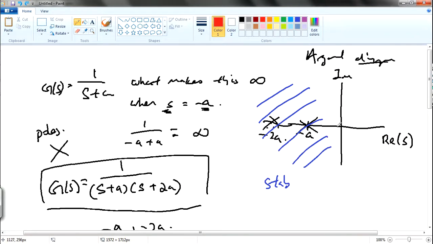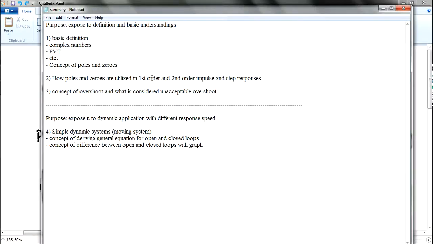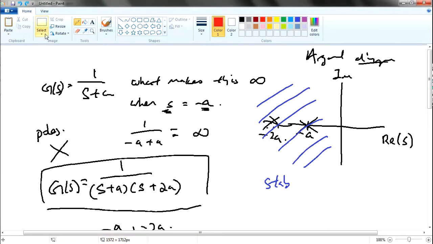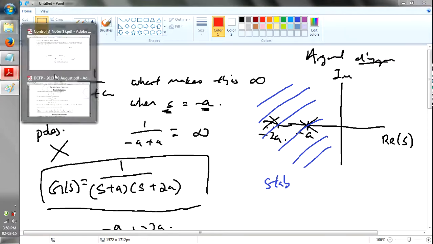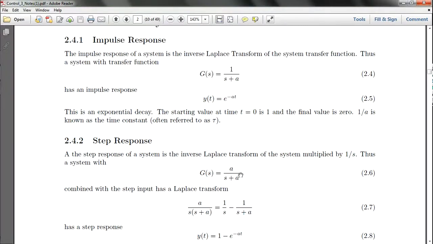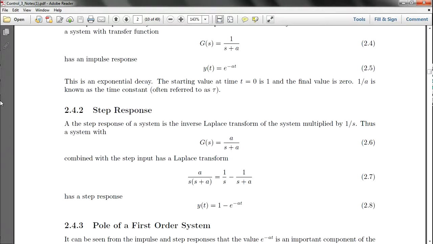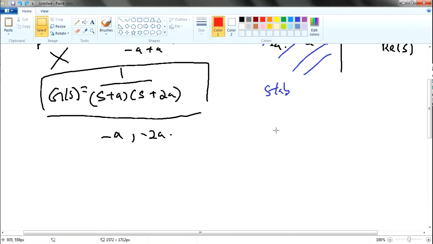So this sets the first part for poles and zeros utilized in first order step and impulse. Actually, I haven't finished yet. So this is only the transfer function for the response, for the impulse response, sorry. For the impulse response it is 1 over s plus a. So what if it's a step response? We have a over there. In fact, a is whatever s that makes it 0.